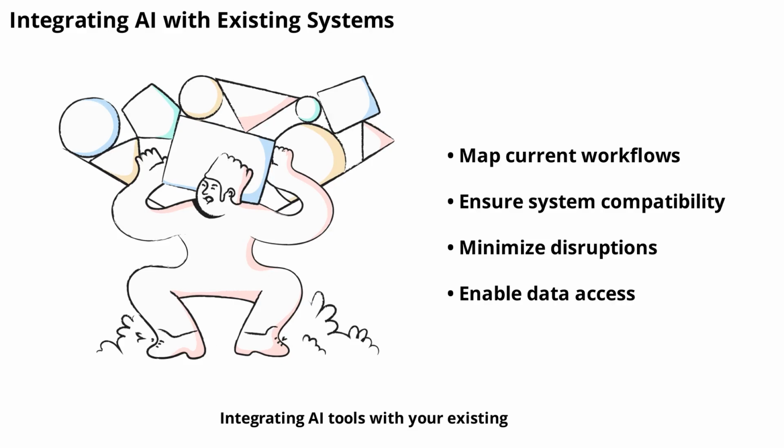Integrating AI tools with your existing business systems is a critical step. Start by mapping out your current workflows and identifying where AI can be seamlessly introduced. Work closely with your IT team or technology partners to ensure compatibility and minimize disruptions. Proper integration allows AI to access the data and processes it needs to function effectively, maximizing the benefits of automation.